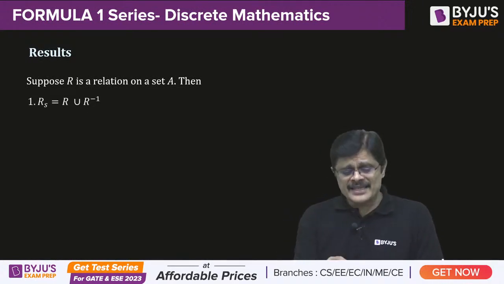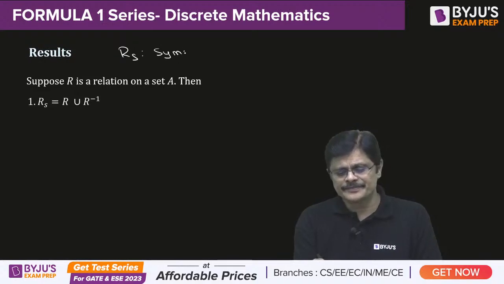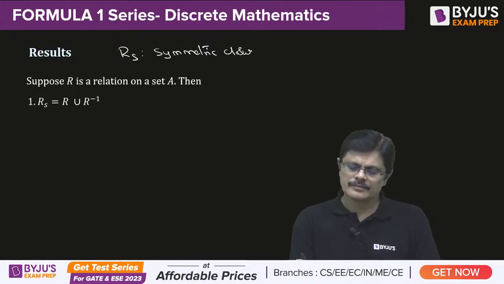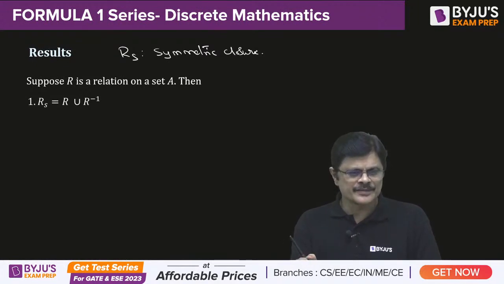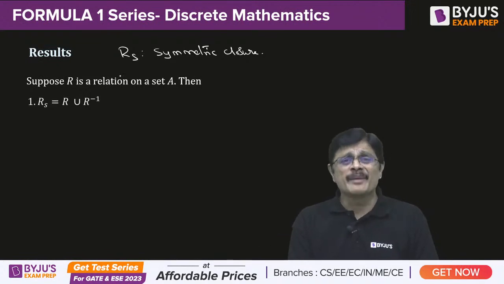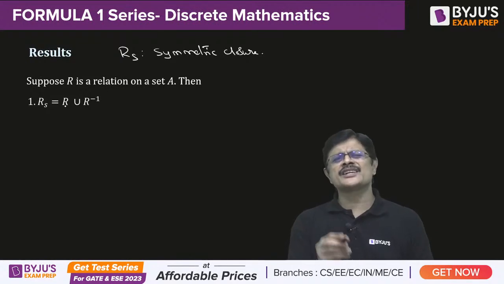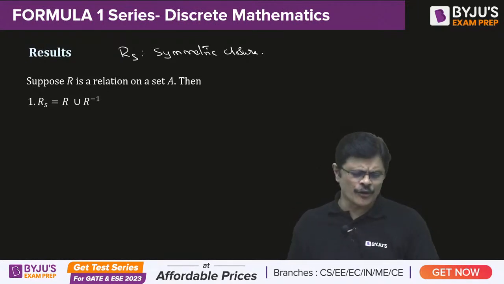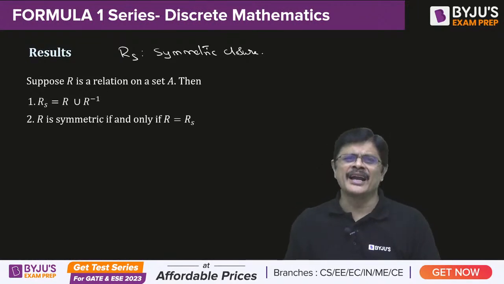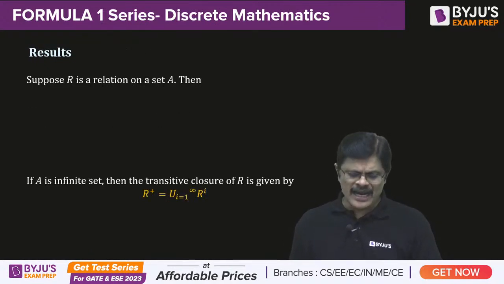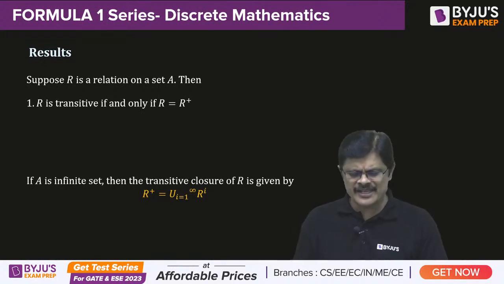Now, symmetric closure. What is it? The smallest symmetric relation containing R. And how to find symmetric closure, sir? Just do R union R inverse, and you are going to get the symmetric closure, my dear friends. And R is symmetric if and only if R is equal to its symmetric closure.